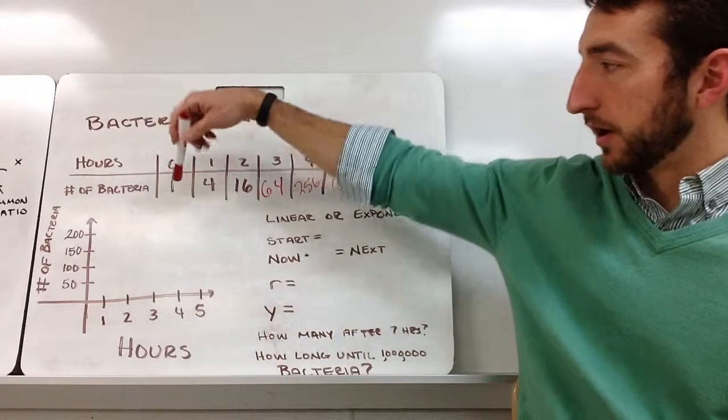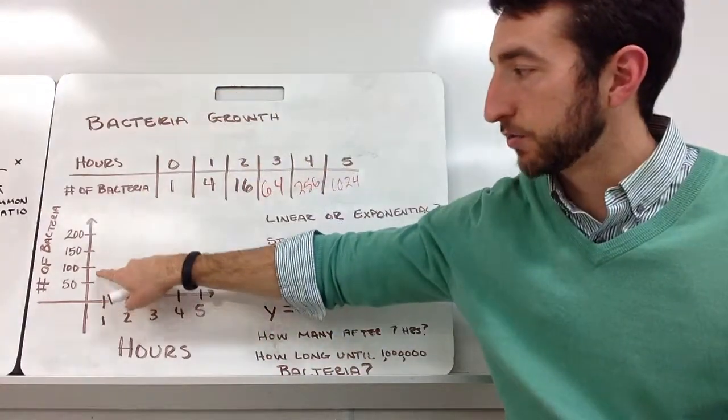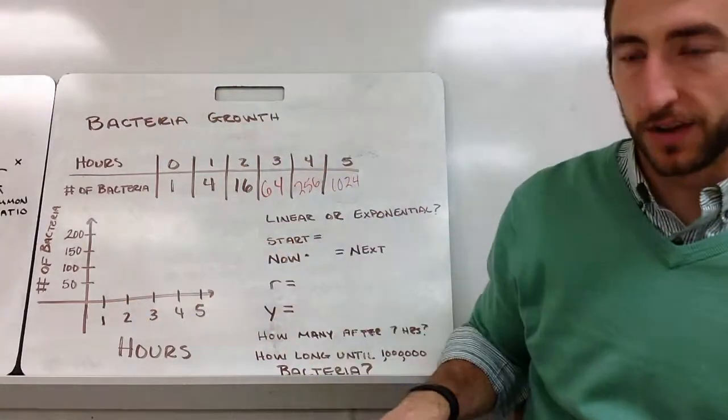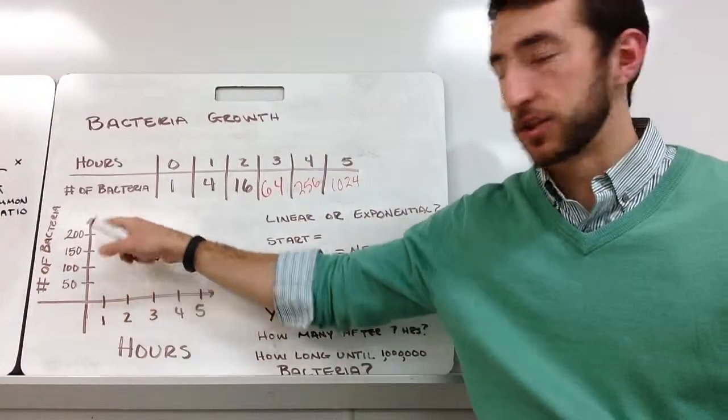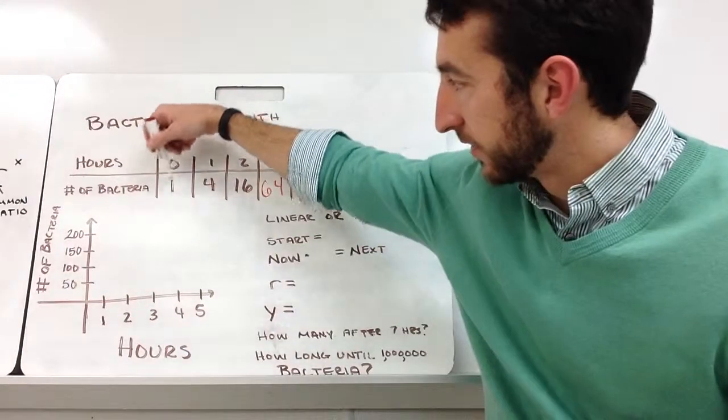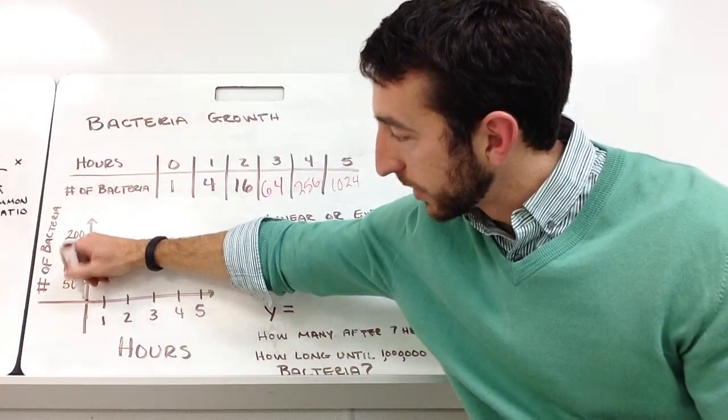Then I'm going to plot these points. I went ahead and just went up by 50s each time. It's up to you how you grow it. Just remember you have to add the same amount each time. So I'm going to plot these points. At 0, I've got 1, so that's pretty low down there.